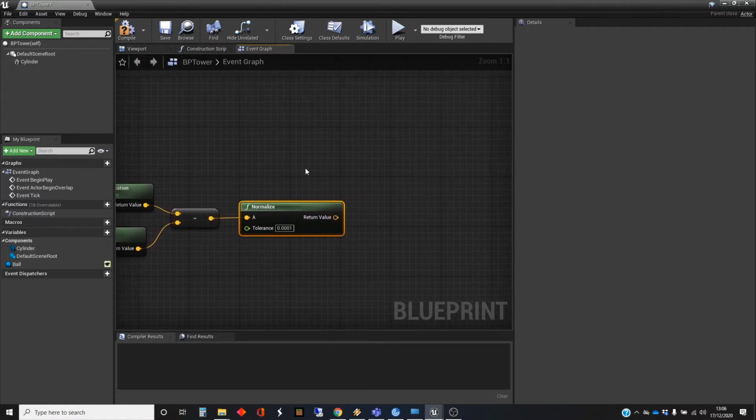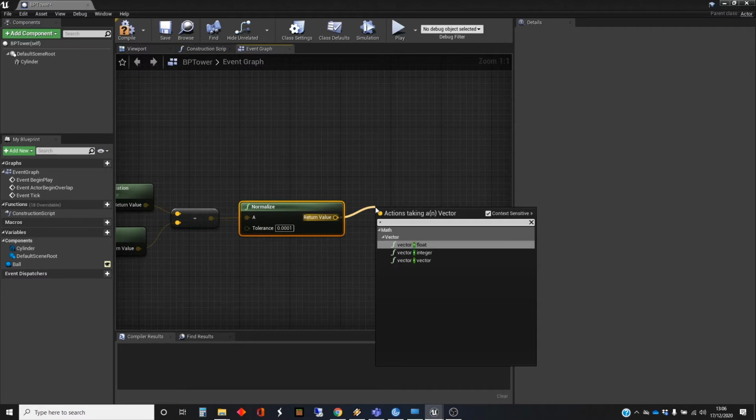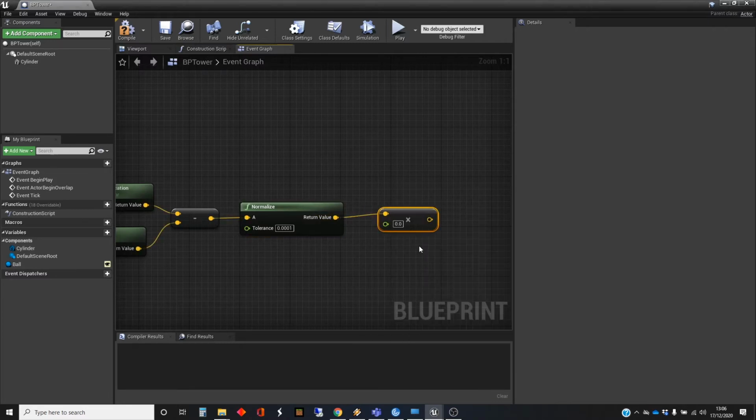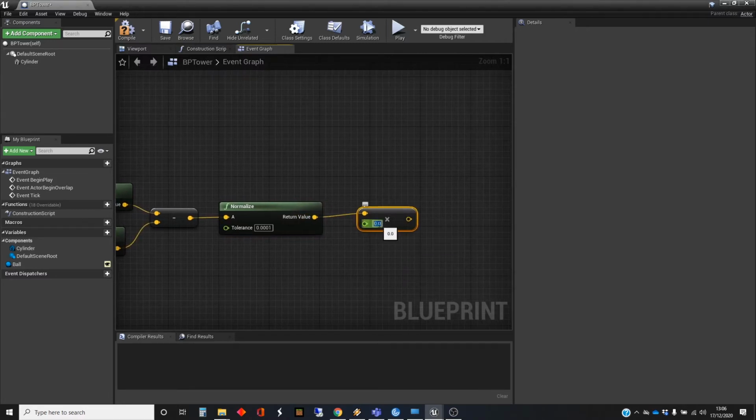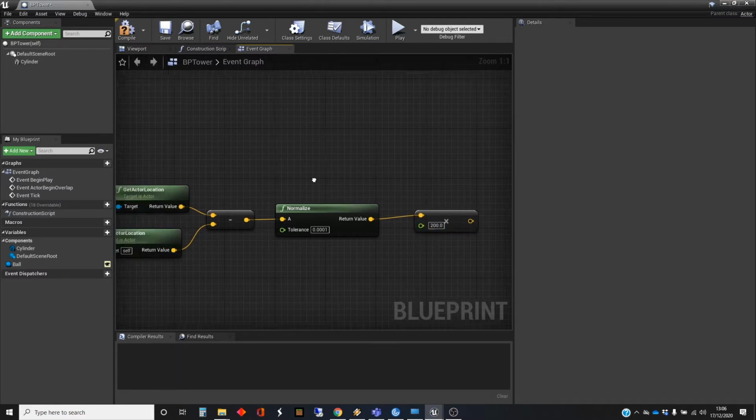And then, of course, we want it at a fixed distance, so we don't want it just at one, we want it a bit further out. So we're going to multiply that by a certain amount. So vector times float, and I'm going to just do about 200. So that's 2 meters away from the pole.